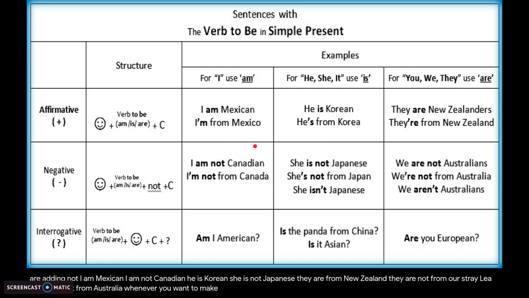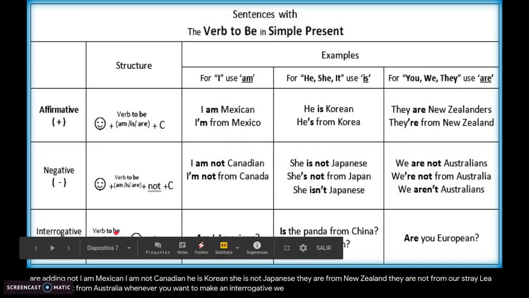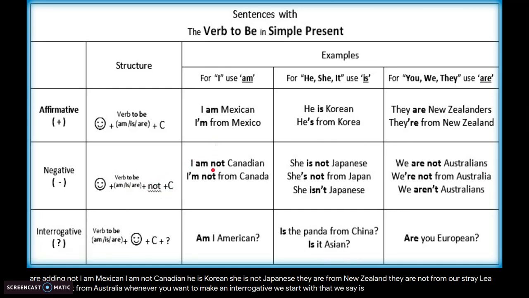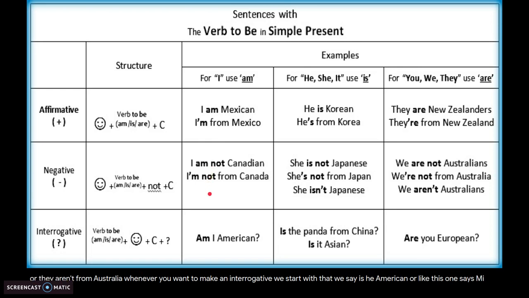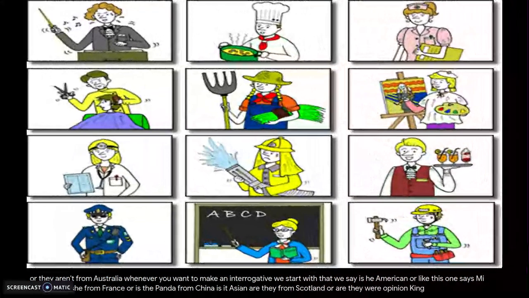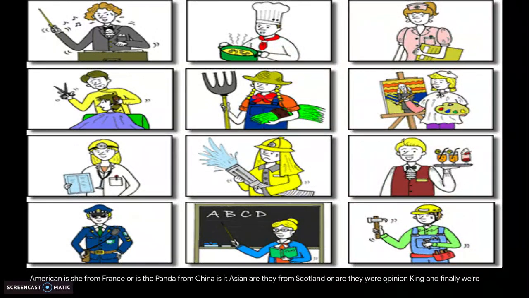Whenever we want to make an interrogative, we start with the verb to be. So we say, is he American, or like this one says, am I American? Is she from France, or is the panda from China? Is it Asian? Are they from Scotland, or are they European? Okay, and finally, we're going to use that knowledge to use these little slides for the professions or occupations.